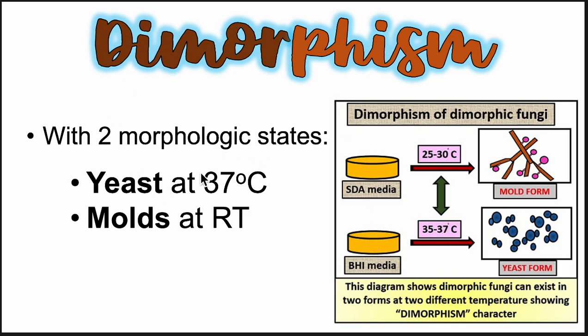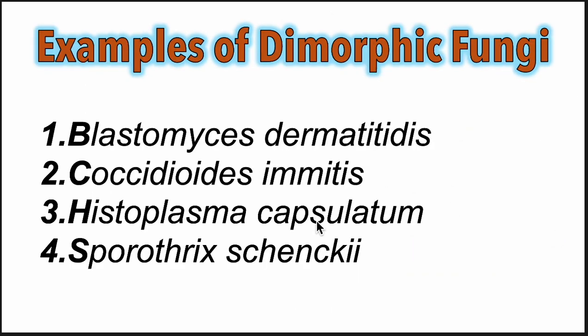Dimorphism means to say the fungi have two morphologic states. It could be a yeast at 37 degrees Celsius and mold at room temperature. Like this Sabouraud's dextrose agar at 25 to 30 degrees Celsius, you can see in the microscope this mold form. This brain heart infusion agar, on the other hand, stored at 35 to 37 degrees Celsius, can isolate a yeast form of fungi. So that is dimorphic fungi. They have two forms.